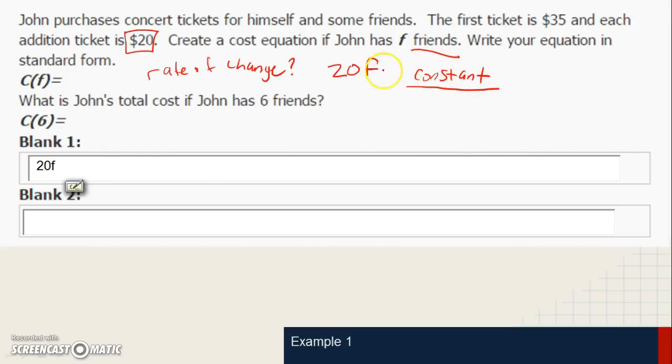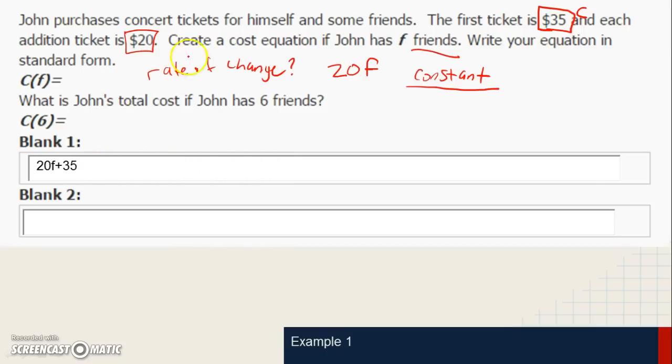And then what's our constant? What do we begin with? Even if we have 0 friends, what do we have to pay? Well, we have to pay $35 for this first ticket to get in. This is our constant. That's our y-intercept, but it's our constant. That's what we call it. So plus 35, and that's our cost equation. I have 0 friends, I pay $35. I have 1 friend, I pay 35 plus 20, which is 55.